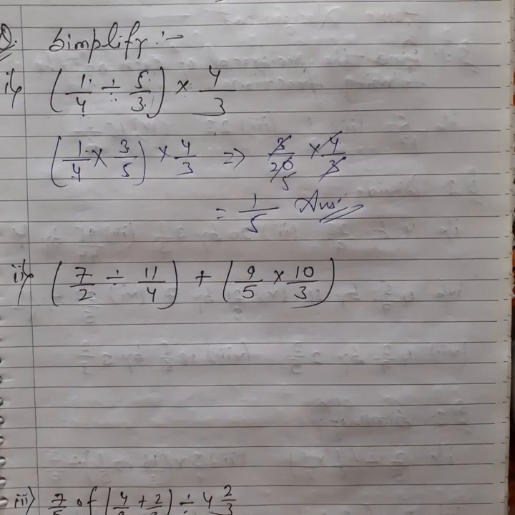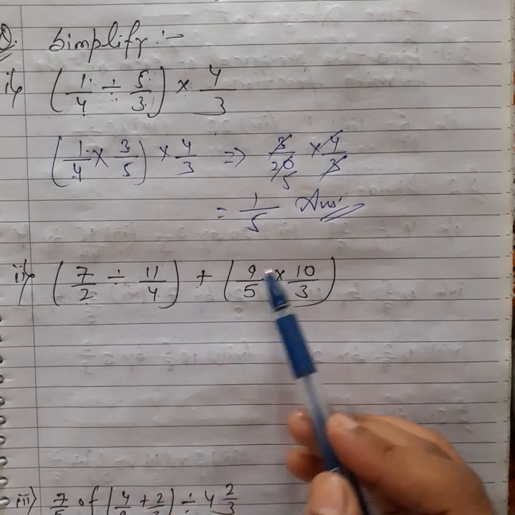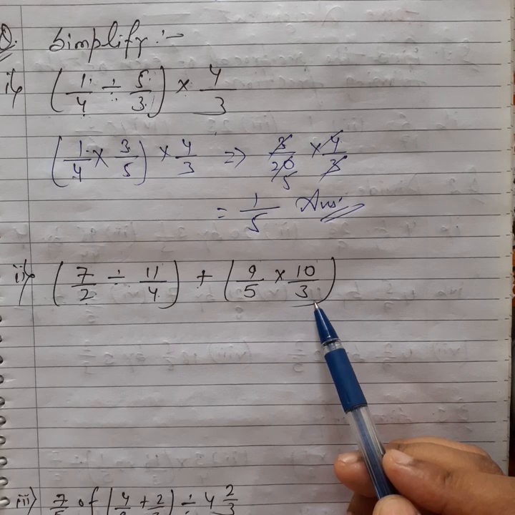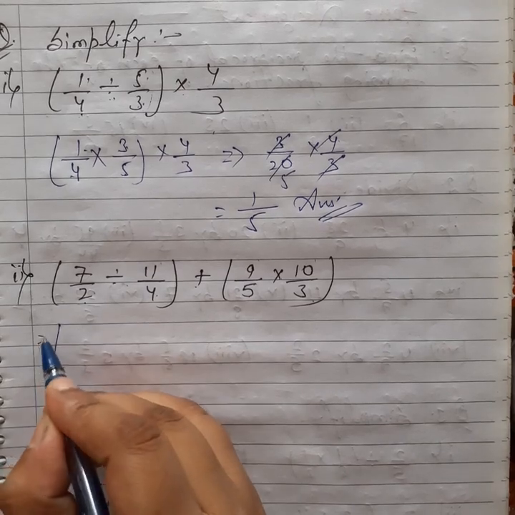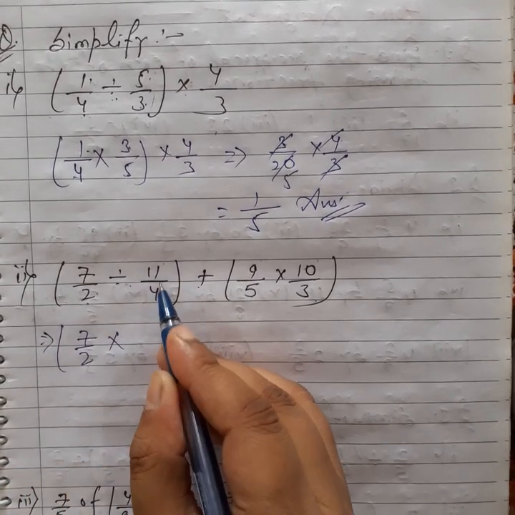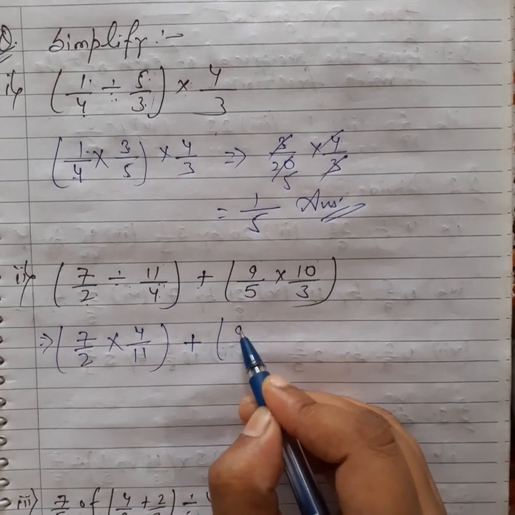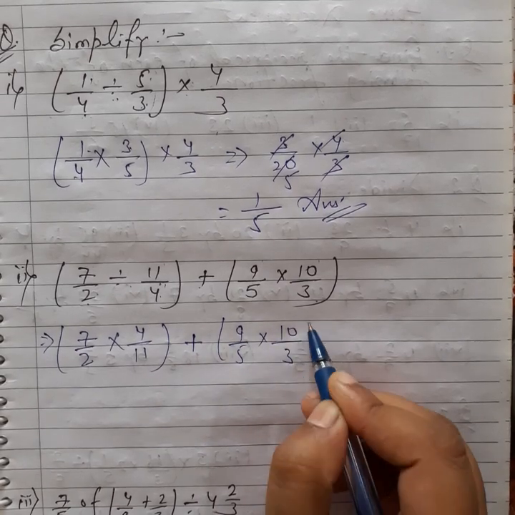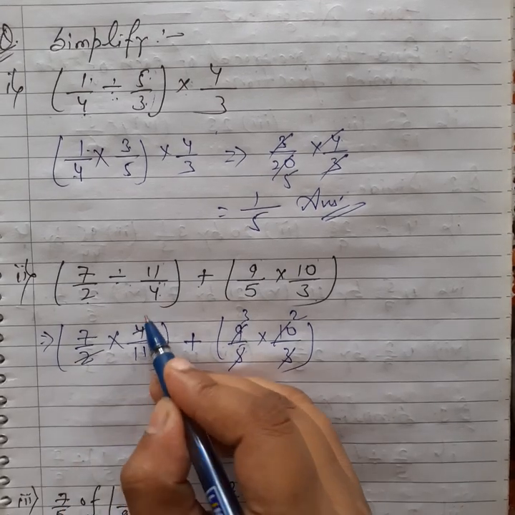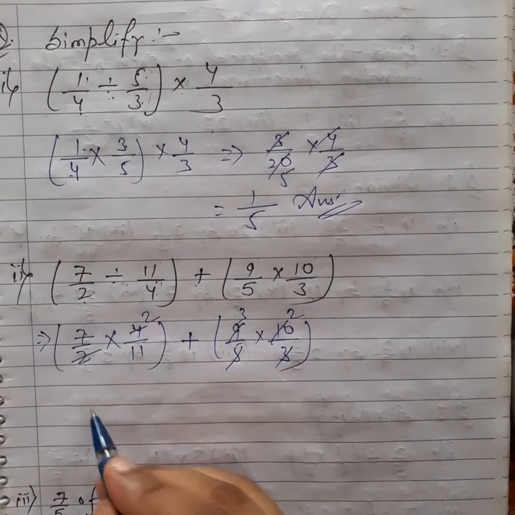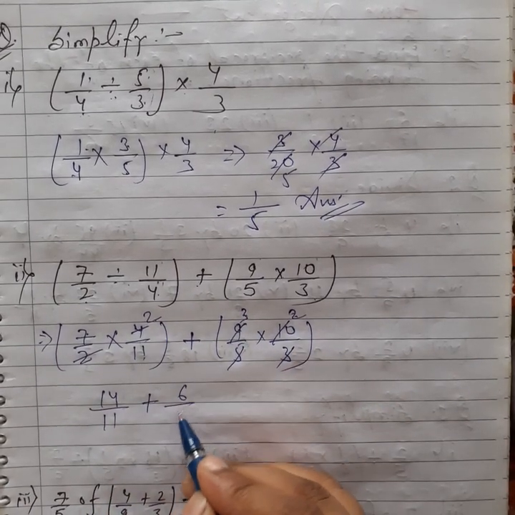Okay. Now the second question is 7 by 2 divided by 11 by 4 plus 9 by 5 into 10 by 3. What we have to do first? First we solve the bracket. So it becomes 7 by 2 multiplied with 4 by 11, the reciprocal of 11 by 4, plus 9 by 5 into 10 by 3. 3 threes are 9, 5 twos are 10. Now 2 twos are 4, 7 twos are 14 by 11 plus it becomes 3 twos are 6 by 1.